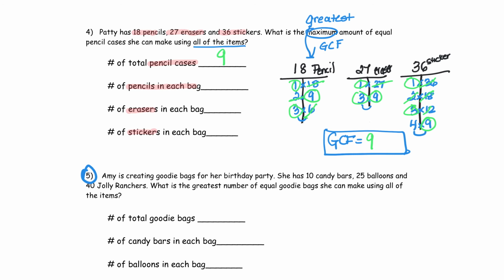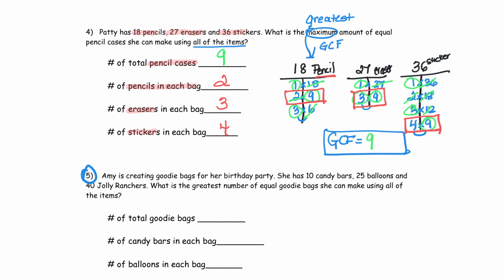So let's go over to number 18. Across from the 9, I see there is a 2. So that would tell me that there are 2 pencils in each bag. For the erasers, here's the 9. I see that the 3 is across from that. So there are 3 erasers in each bag. And for 36, I look over here, I find my 9, and I can tell that there are 4 stickers in each bag. And guess what? You're done.